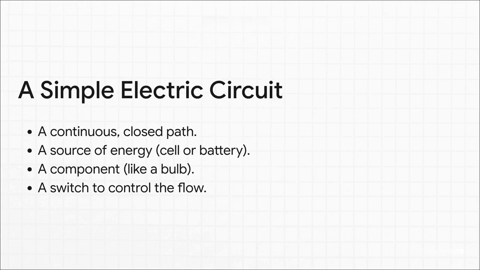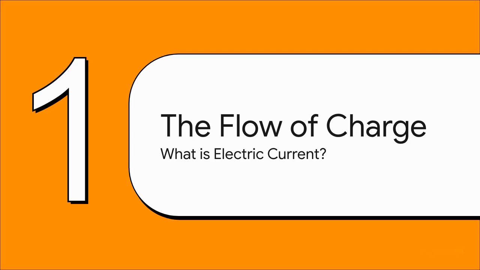Well, when you flip that switch, you're completing what we call an electric circuit. The best way to think about it is like a racetrack. For anything to happen, you need a few things. A complete, closed path. That's the track itself. You need a power source, like a battery, to get things moving. You need a component, like our light bulb here. And of course, you need the switch, which basically acts as the starting gate. So, if the circuit is the racetrack, what's actually racing around it?